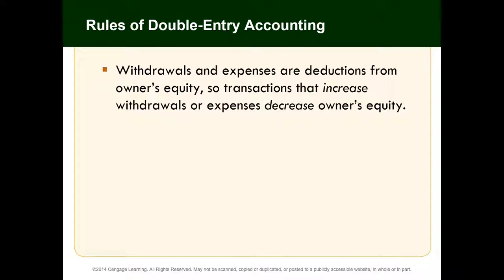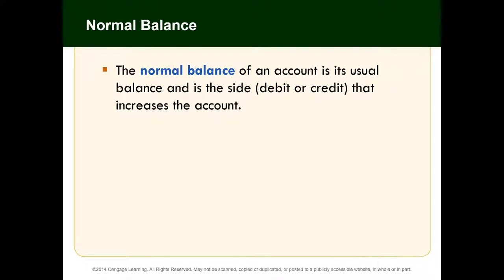See, withdrawals and expenses are deductions from owner's equity. So transactions that increase withdrawals and expenses decrease owner's equity, okay. All right, so now the concept of normal balance. What does that mean? What does a normal balance mean?